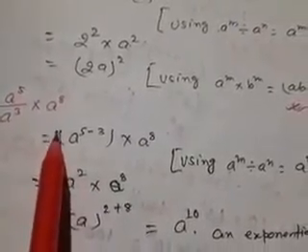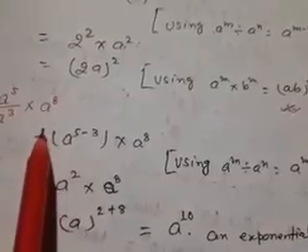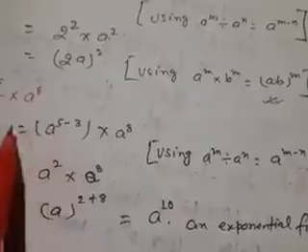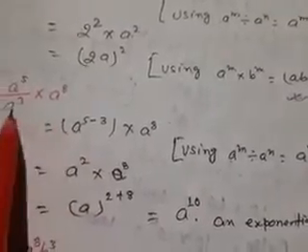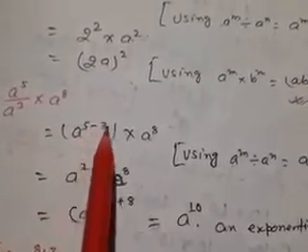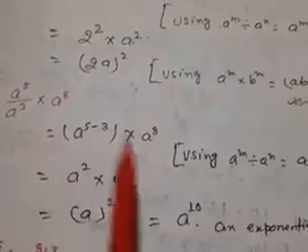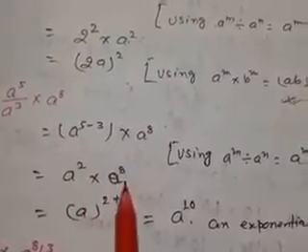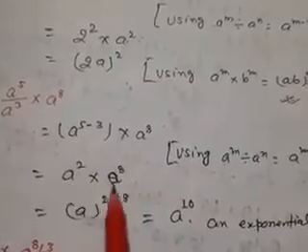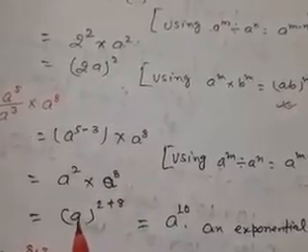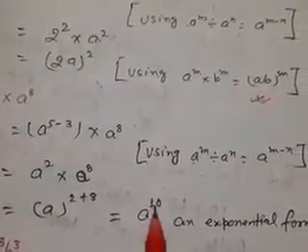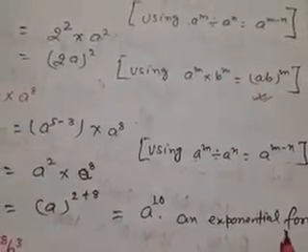Dear students, as we know, a to the power m divided by a to the power n is equal to a to the power m minus n. So we write it this way: a to the power 5 minus 3 multiplied by a to the power 8 is equal to a square multiplied by a to the power 8. Here the bases are the same, so we take the base as common and add the powers: 2 plus 8, a to the power 10. It is an exponential form.